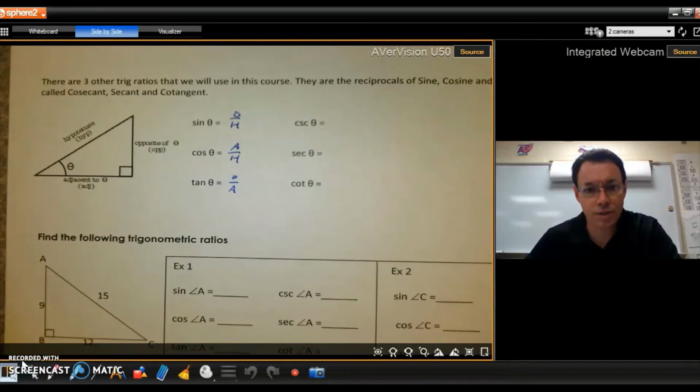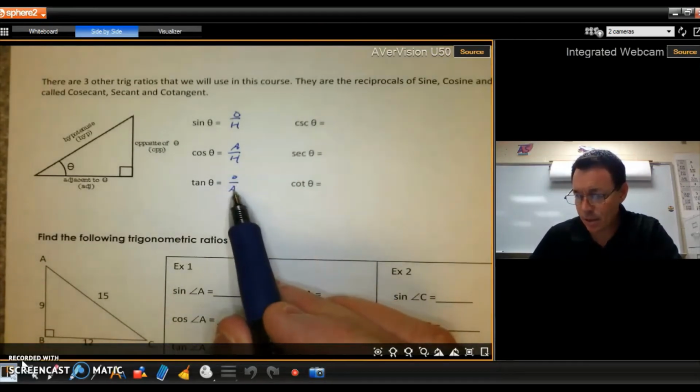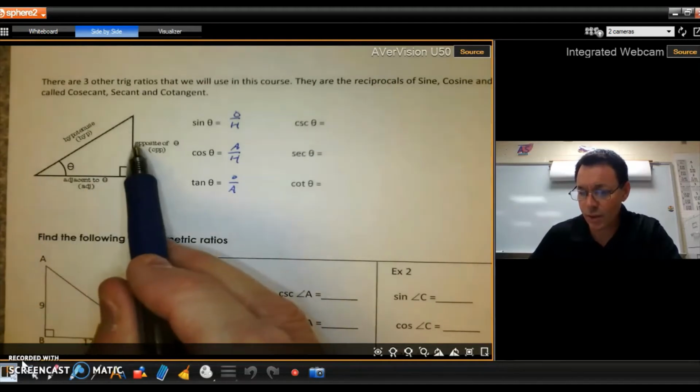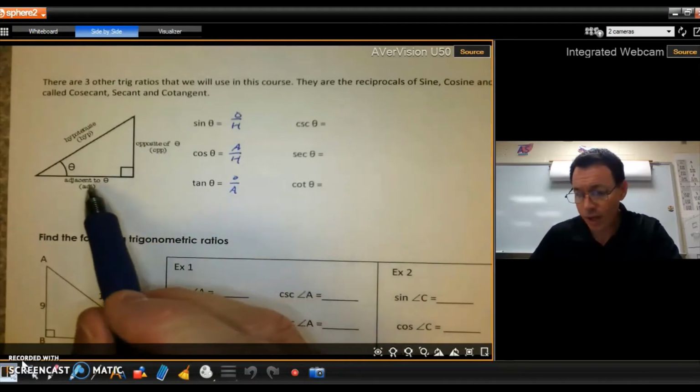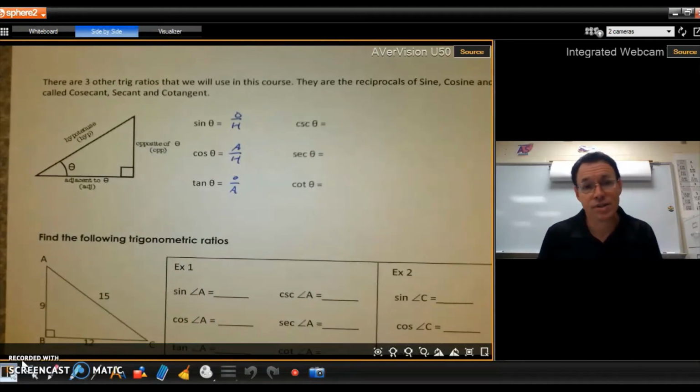Okay, here's our ratios. Now, look at tangent, for example. Tangent is the opposite side over the adjacent side. Well, why did they do opposite over adjacent? Why didn't they do adjacent over opposite? Well, they actually did, but they called it something else, and it's something we don't use quite as often, but that's what we're going to talk about.